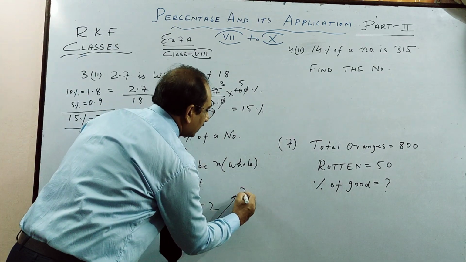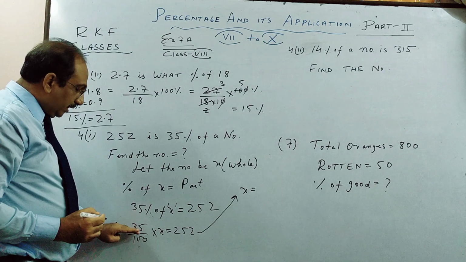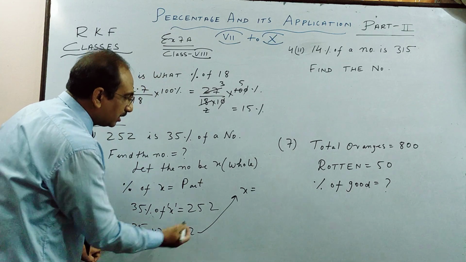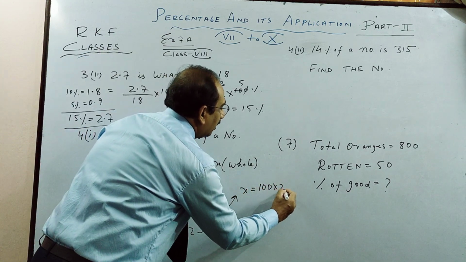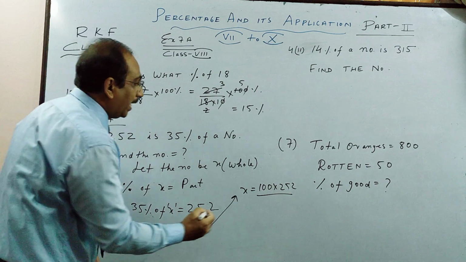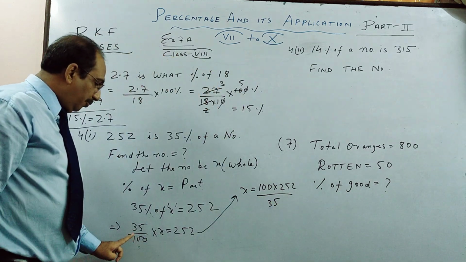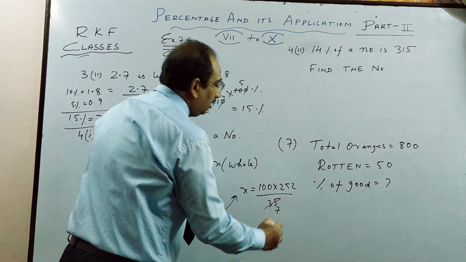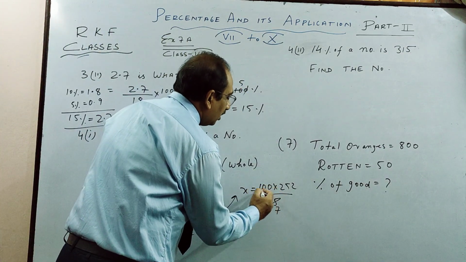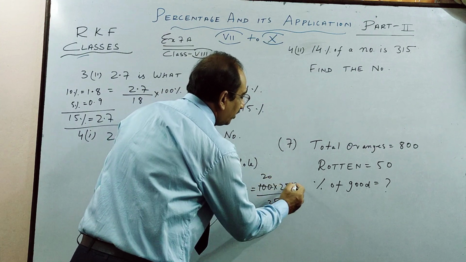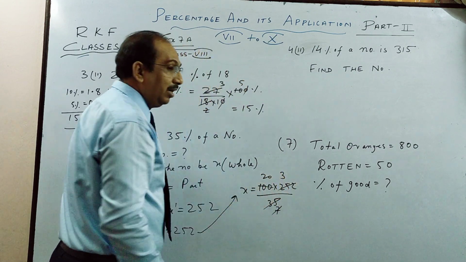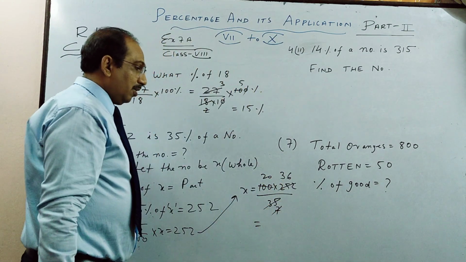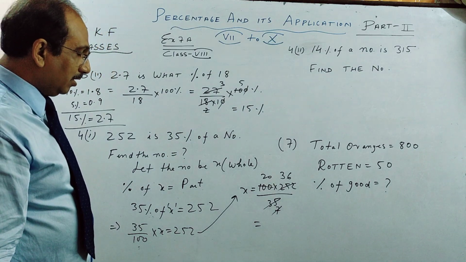So x, I transpose. When percentage goes, 100 comes up, meaning into. So x, 100 goes up, you can cancel here, but I'll cancel that side, into 252 by 35. So how do we do it, children? See here, 100 goes up, 35 goes down. 7 5s are 35, 5 will go 20 times. 7 you cancel. 7 3s are 21, 4 left. 42. 7 6s are 42.